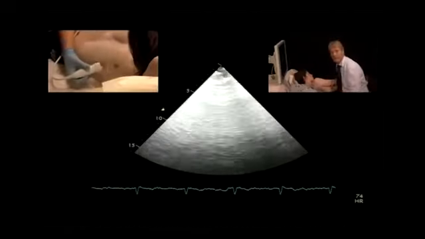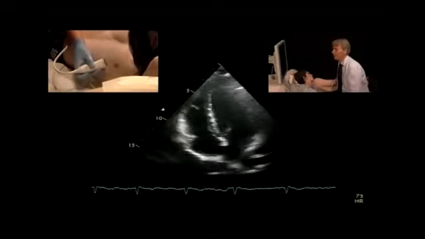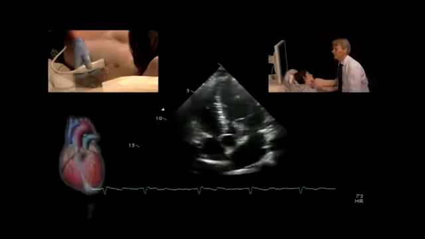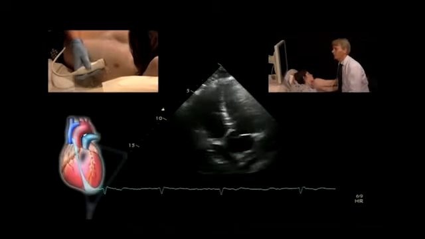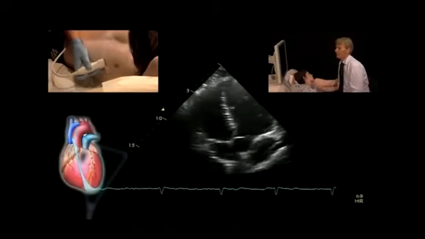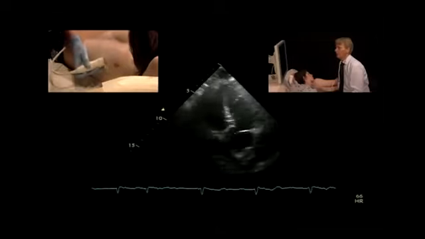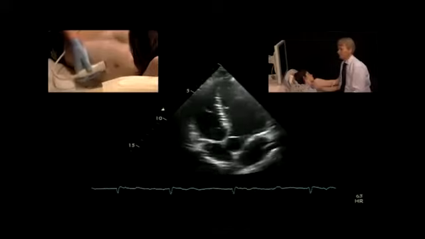You come to the 5-chamber view from the 4-chamber view by simply tilting the transducer and getting more shallow towards the ventral portion of the chest. So this motion brings you to the 5-chamber view.